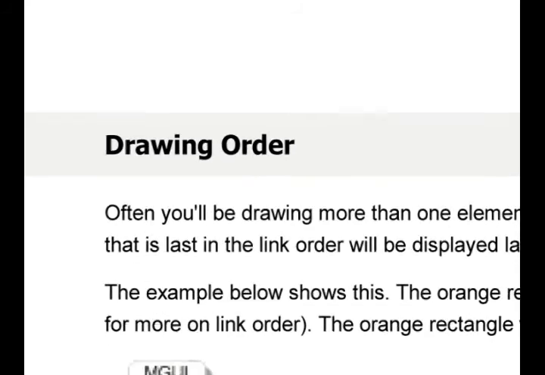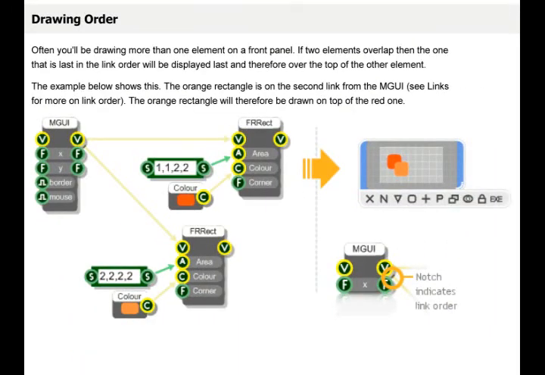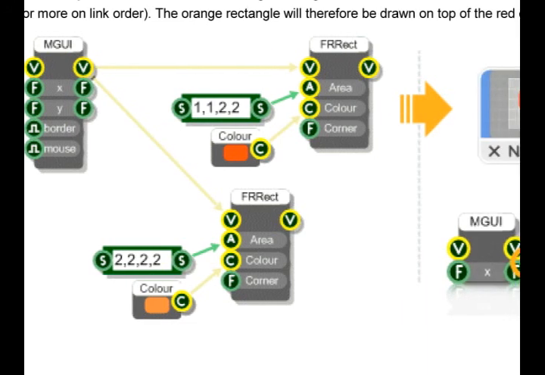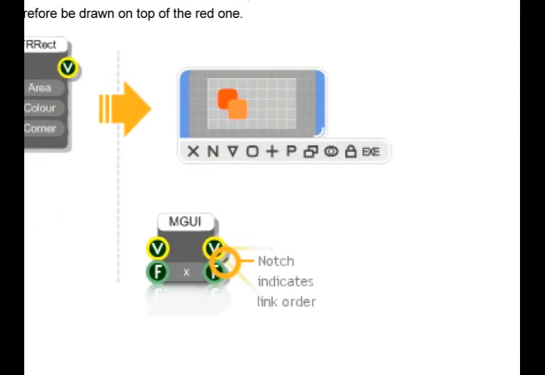Drawing order. Often you'll be drawing more than one element on the front panel. If two elements overlap, then the one that is last in the link order will be displayed last and therefore over the top of the other element. The example below shows this. The orange rectangle is on the second link from the MGUI. See the section on links for more on link order. The orange rectangle will therefore be drawn on top of the red one.